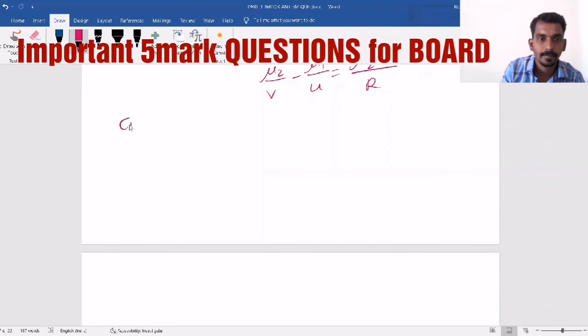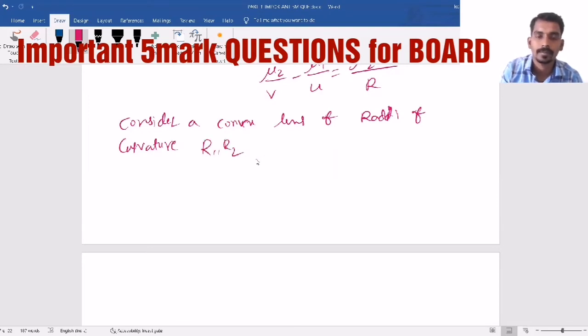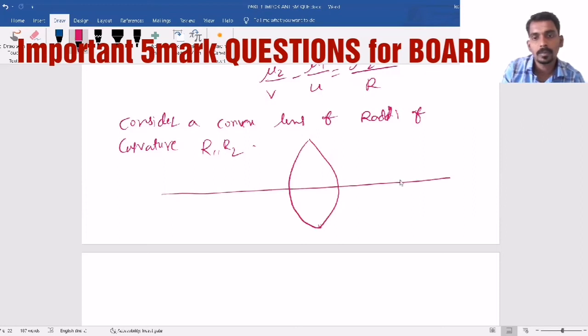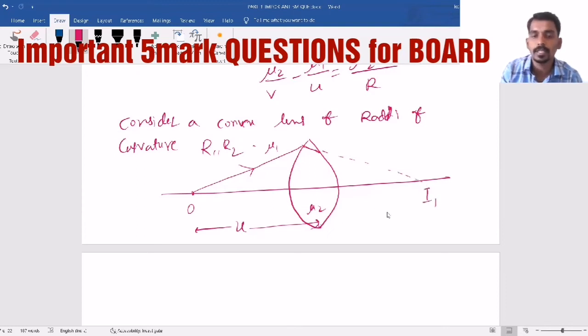Now you consider a lens. Consider a convex lens of radii of curvature r1, r2. Now this is the lens, and this is the principal axis. One object is here at a distance u. Then the ray is first incident on the first surface, which is the interface of mu 1 and mu 2, then it undergoes refraction, then actually the image should form somewhere here, that is called the intermediate image, that will not form, that is a virtual image.